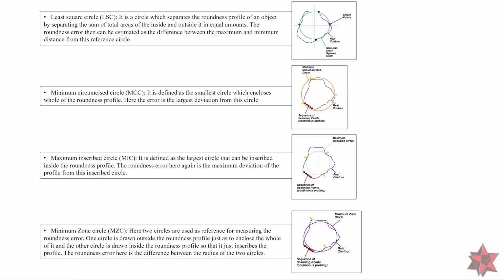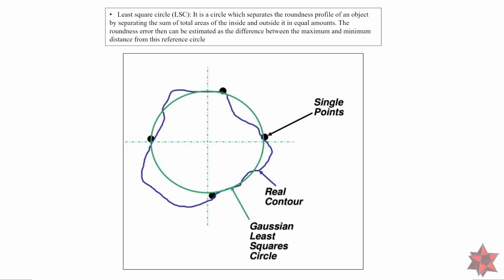Now let's take each one of the methods and explain it. First, the least square circle. It's a circle which separates the roundness profile of an object by dividing the sum of total areas inside and outside in equal amounts. The roundness error can then be estimated as the difference between the maximum and the minimum distance from the reference circles.